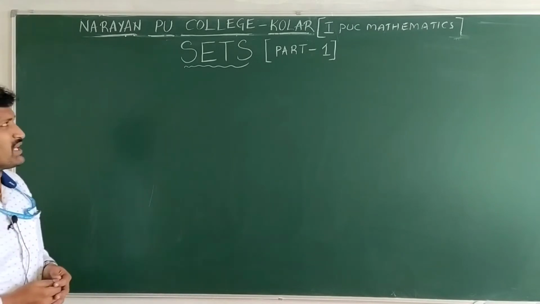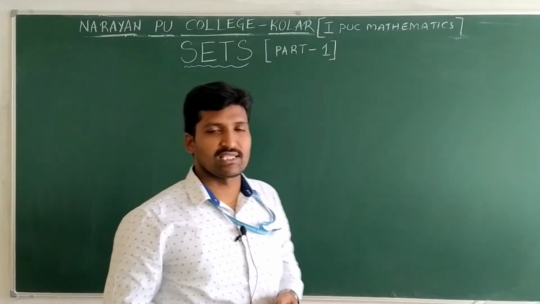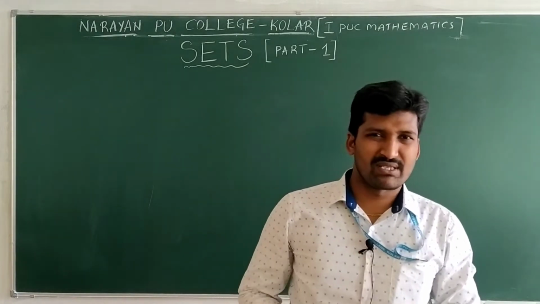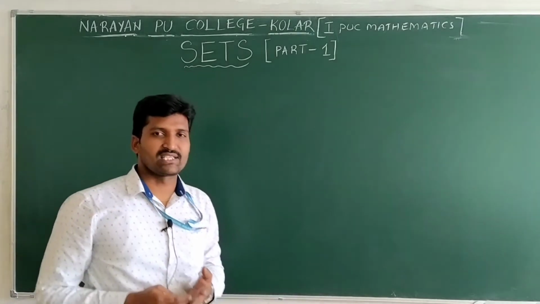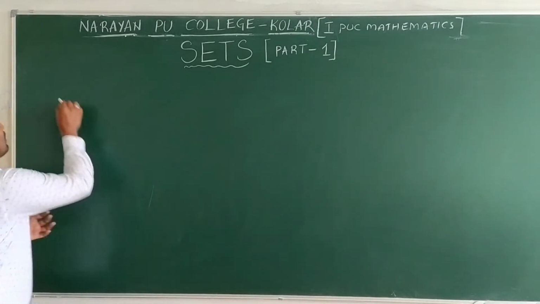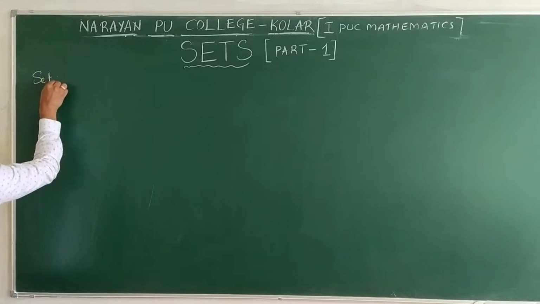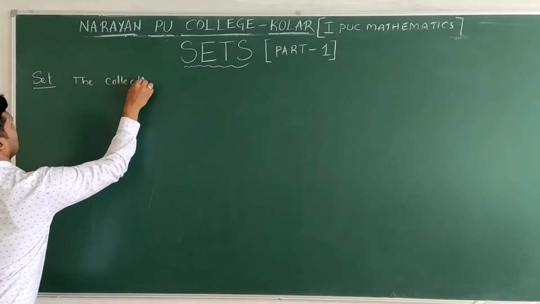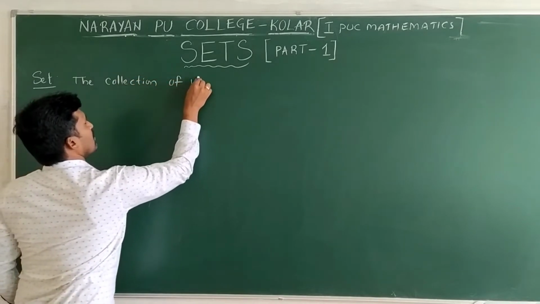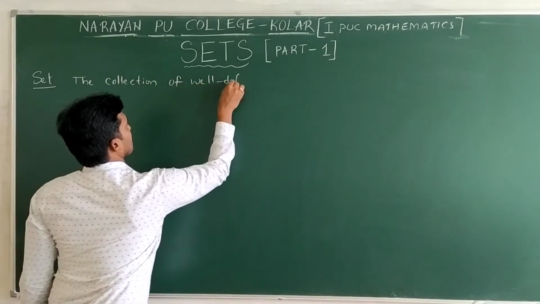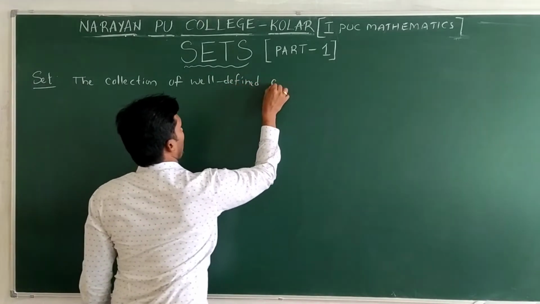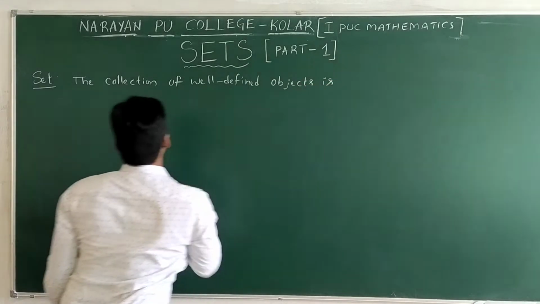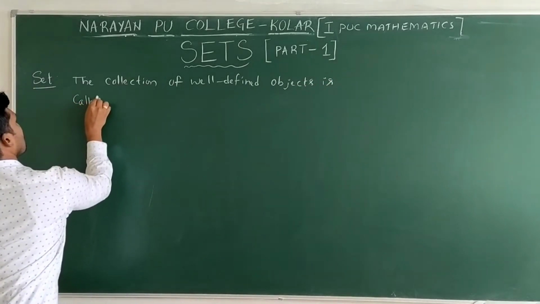Now first of all, what is the meaning of set? A set means the collection of well-defined objects, members or elements. The collection of well-defined objects is called a set.